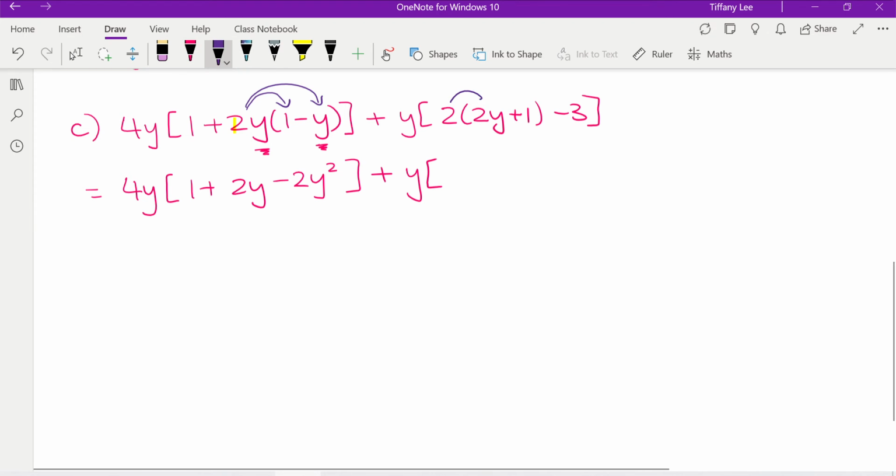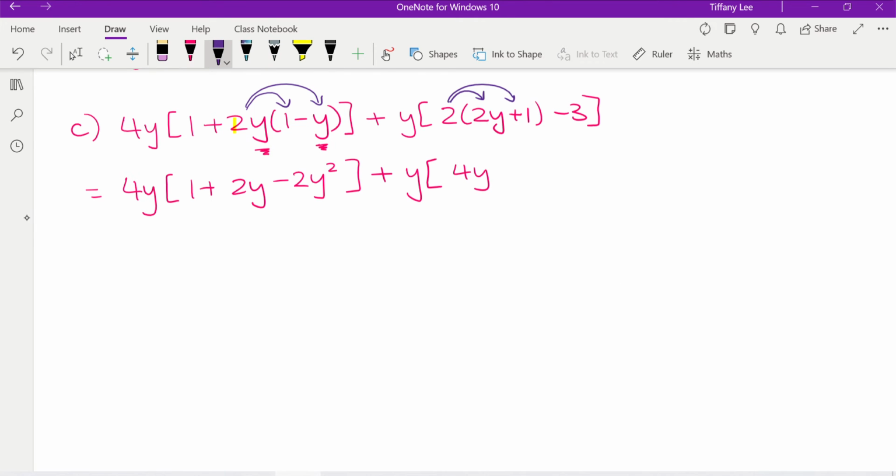So I have 2 times 2y, which is 4y, then 2 times positive 1 is 2, and I have minus 3 at the end. Right? Once you've multiplied it in, you can get rid of the brackets, right? Because you've expanded it anyways. So there's no more brackets here.